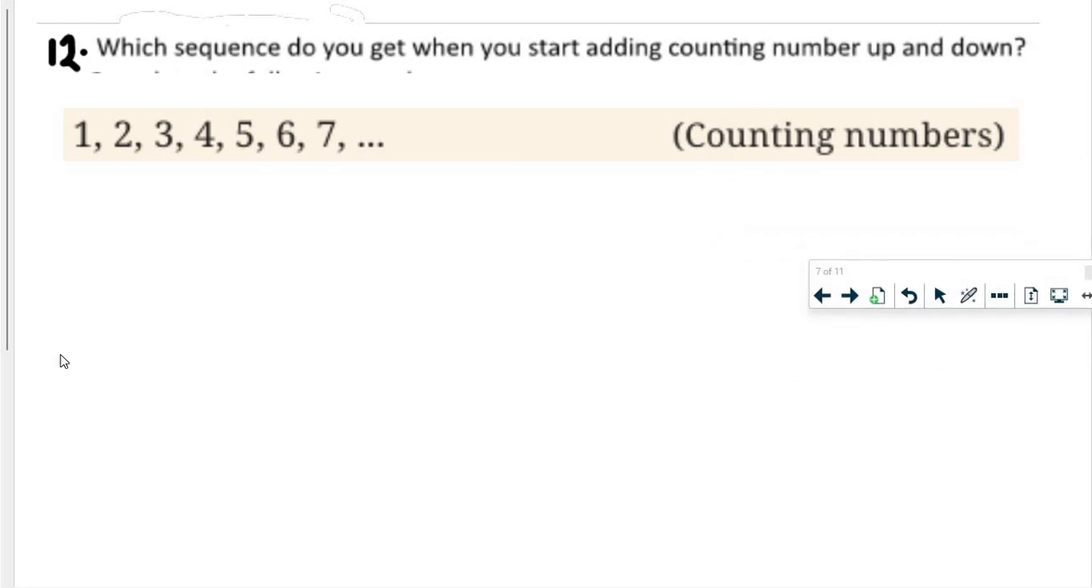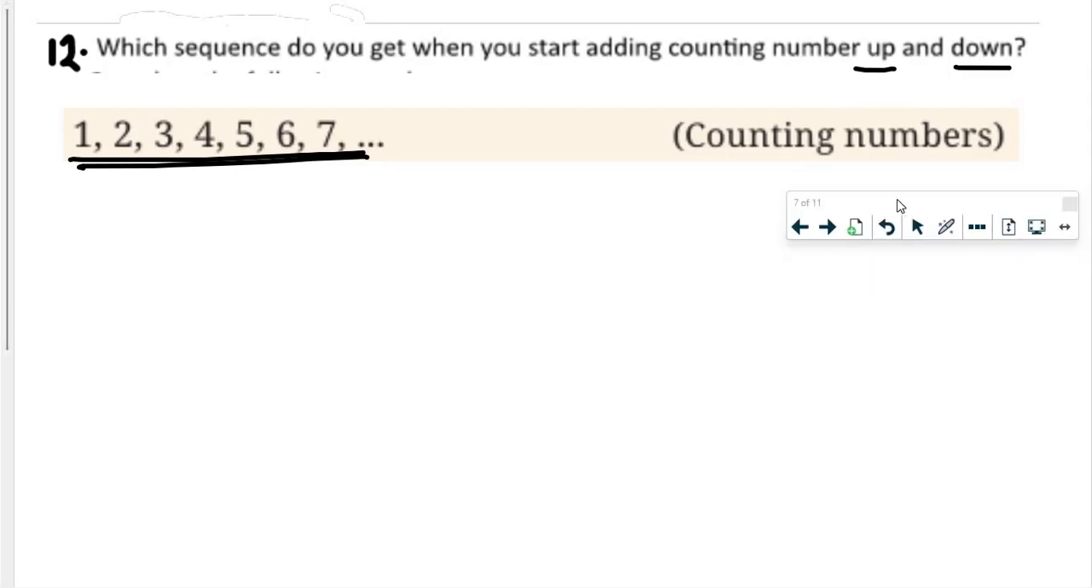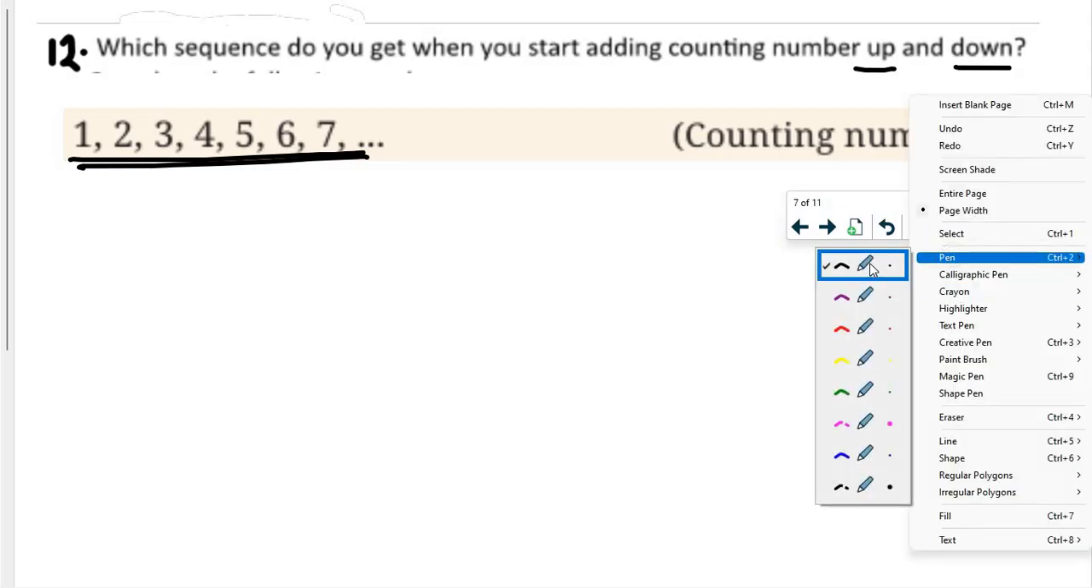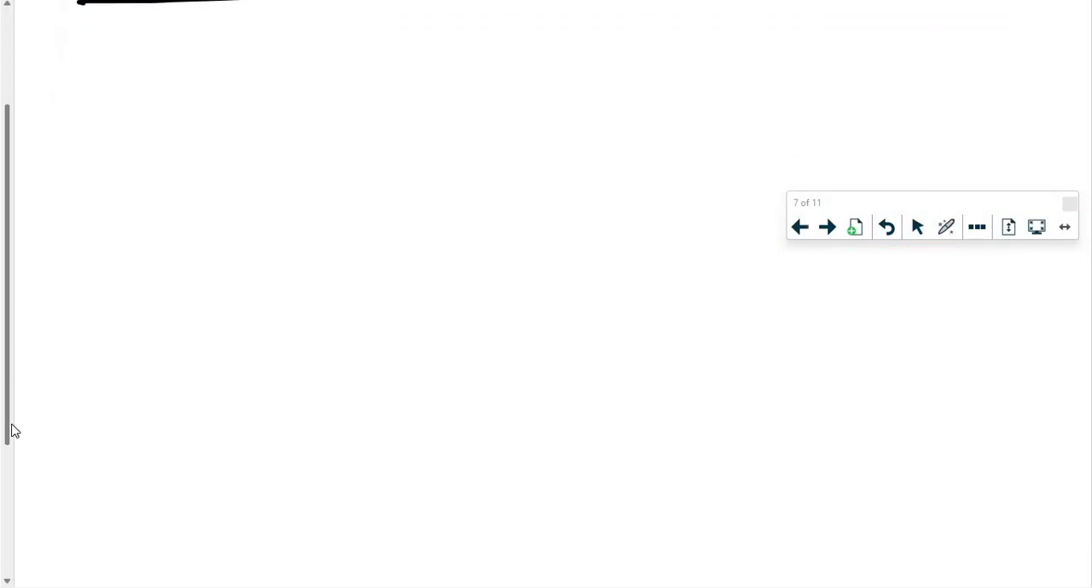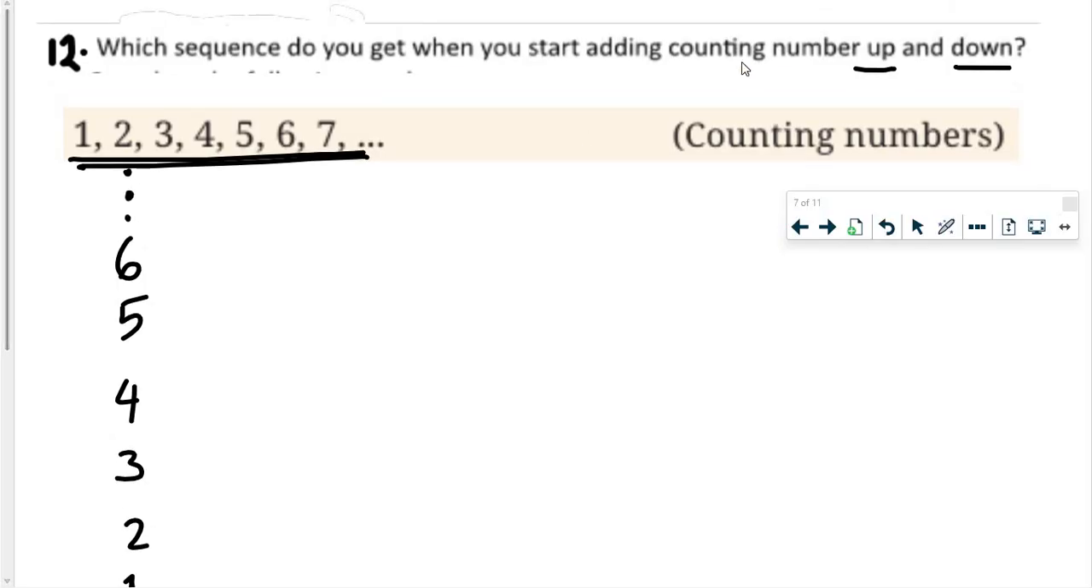Which sequence do you get when you start adding counting numbers up and down? These are counting numbers. Arrange these counting numbers: 1, 2, 3, 4, 5, 6, and so on. And then we're going to add these numbers going up and down.